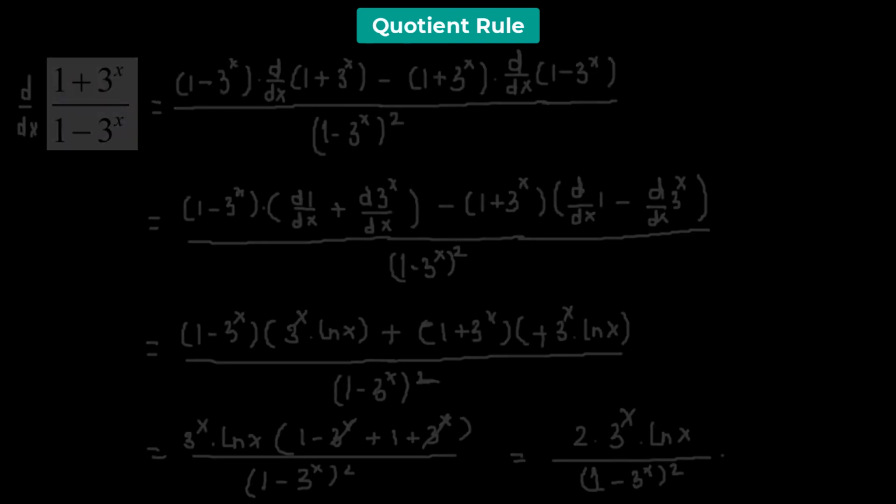Let's move on to the next question. So here we have the rational function (x squared minus x plus 1) divided by (x squared plus x plus 1). Let us find its derivative with respect to x using the quotient rule.